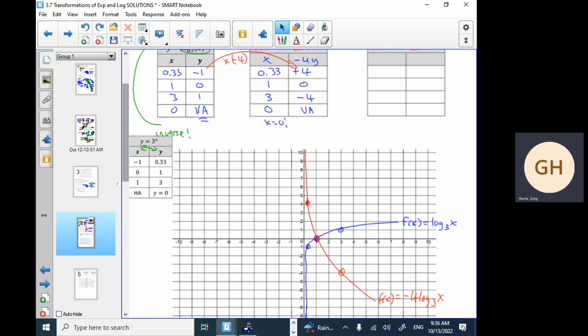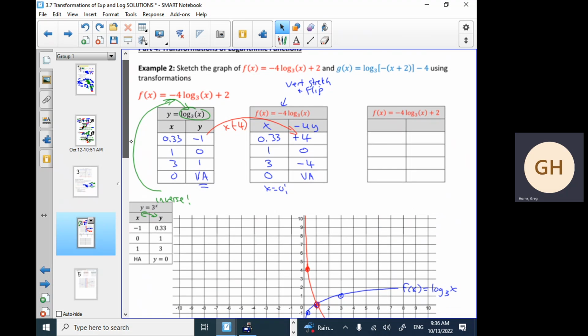And then the last transformation for this one is that we just need to go up 2. So let's go up 2, vertical shift. And so our x information, 0.33, 1, 3, is not changing, because we're not moving sideways at all, right? So our vertical asymptote is not going to move. And we are going to go up 2 from all this stuff.